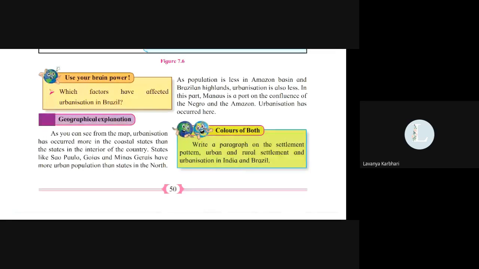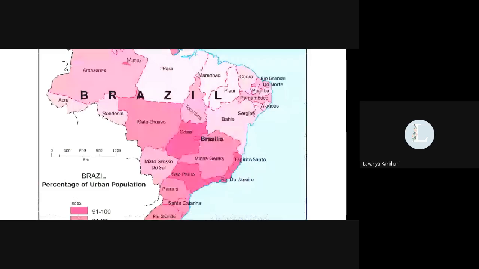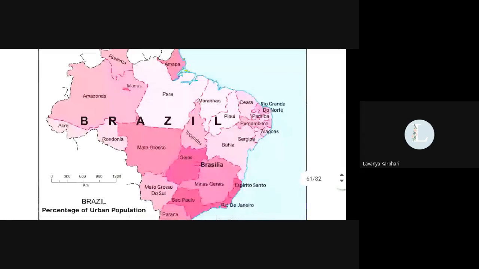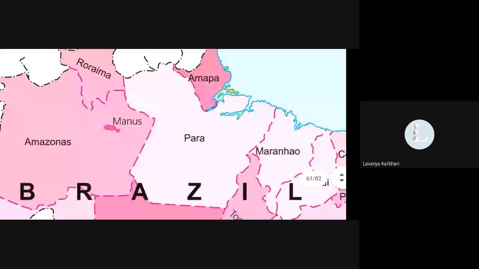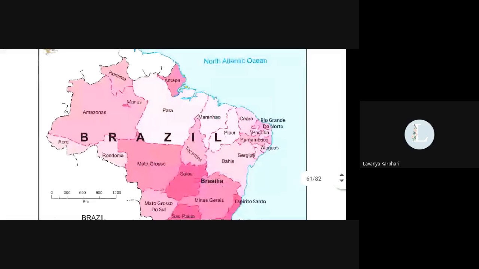In this part, Manaus is a port on the confluence of the Negro and the Amazon. Urbanization has occurred here. Manaus. Where is Manaus? Okay, here is Manaus. You can see here Manaus. So here the population is somewhat good. Okay, more settlement is over there.